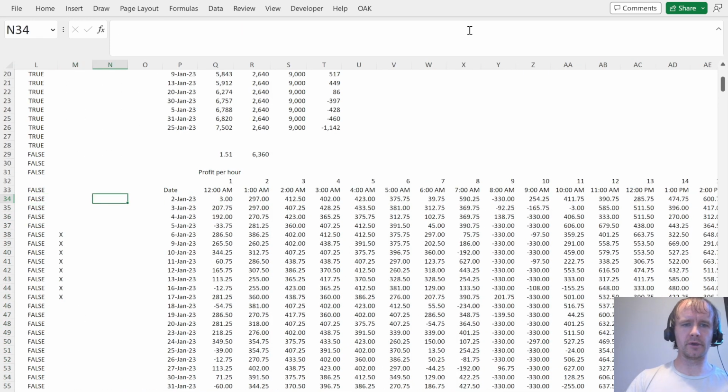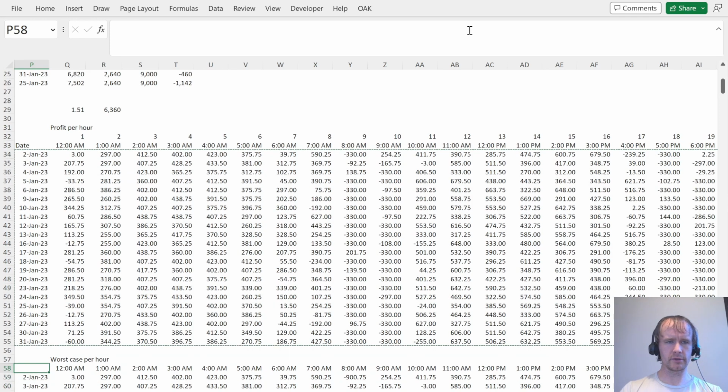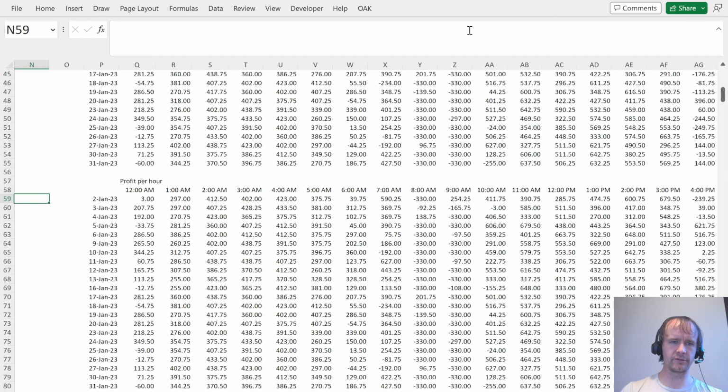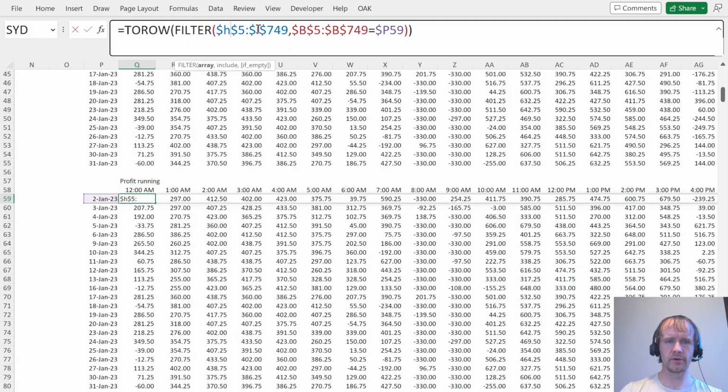Okay, but sorry, I actually should have done the same thing for the regular shift. So sorry, I've done worst case per hour, so now I'm doing, this is worst case per hour. This one is profit per hour. So that's assuming that I'm always running. It's called profit running. Okay, and that one is going to be based on column H.